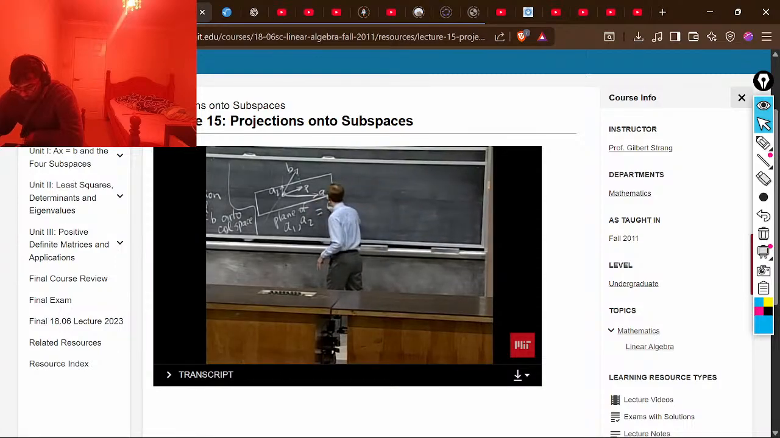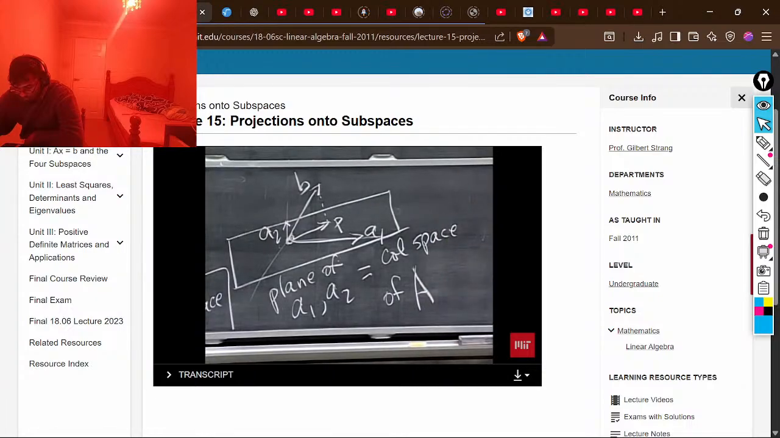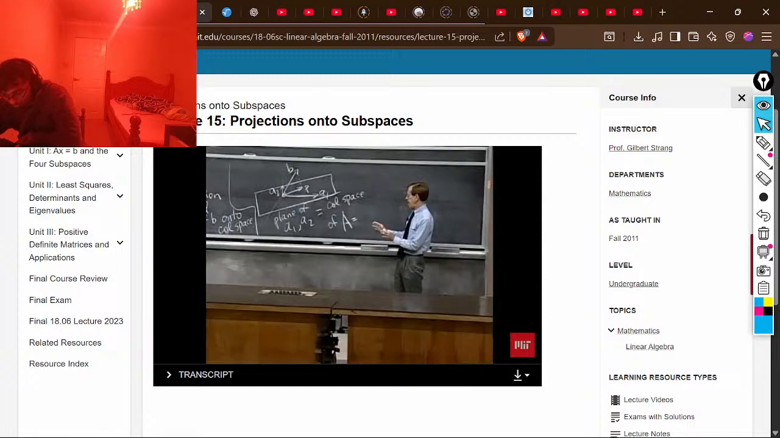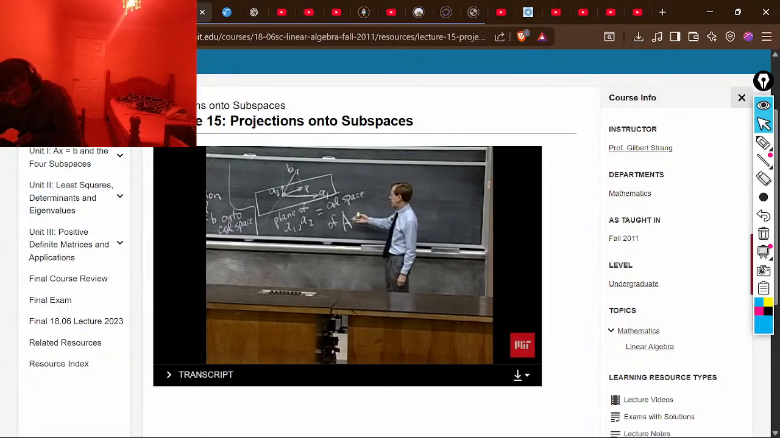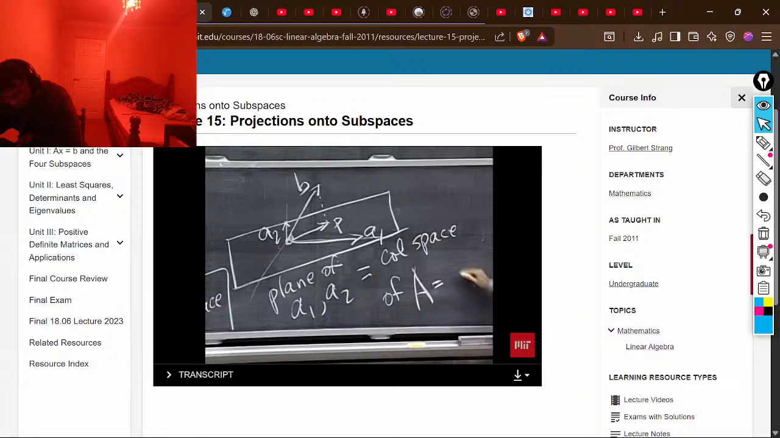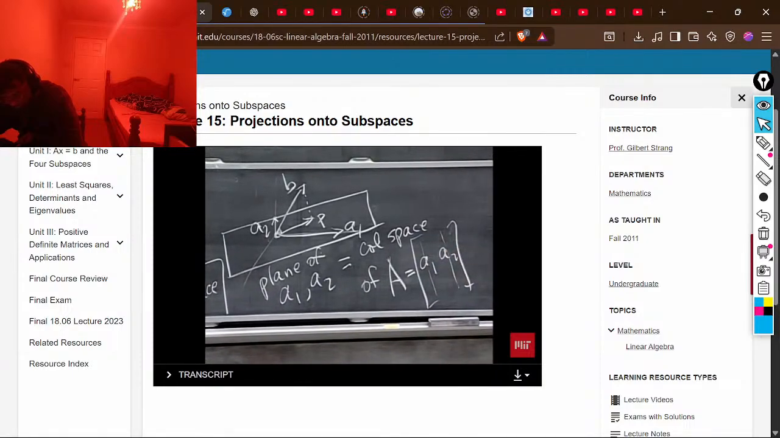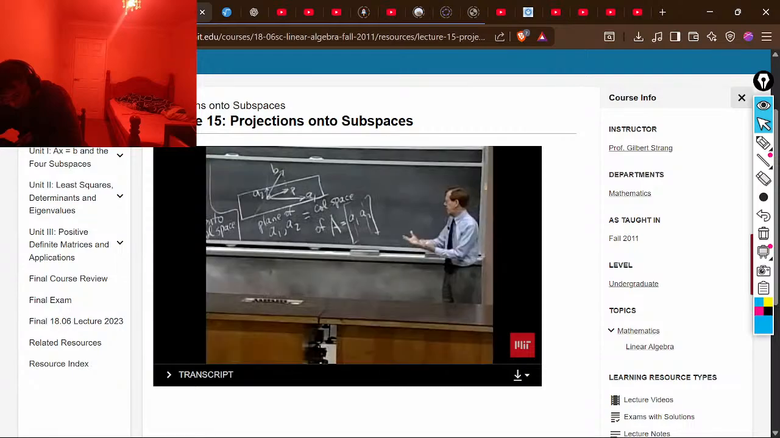It's the column space of what matrix? So how do I connect the two questions? I'm thinking, how do I project onto a plane? And I want to get a matrix in here. Everything's cleaner if I write it in terms of a matrix. So what matrix has that column space? Well, of course, it's just the matrix that has a1 in the first column and a2 in the second column. Right? Let's be sure we've got the question before we get to the answer.